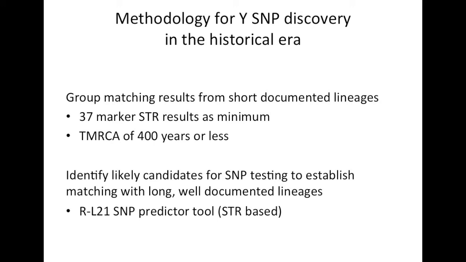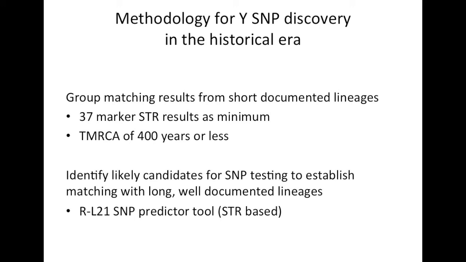The final stage would be to examine test results from short documented lineages with a minimum of 37 STR results and a TMRCA of 400 years or less. This would be to safeguard against the issues of convergence and divergence that I highlighted earlier. And the aim with these results would be to try and group them to identify those who would seem likely to match with the long, well-documented lineages that have already been established.